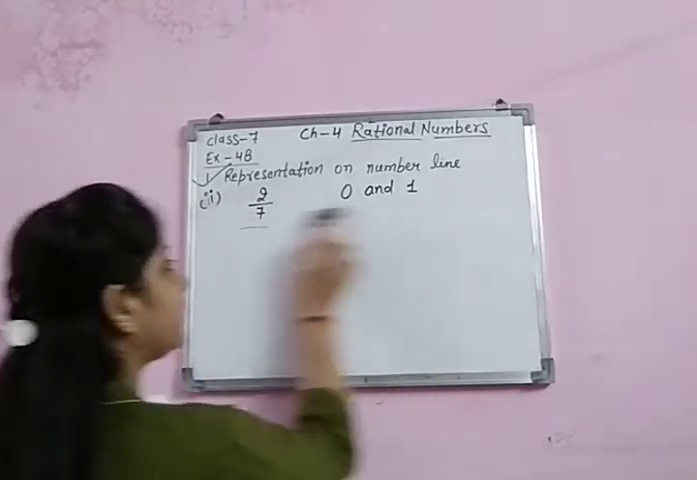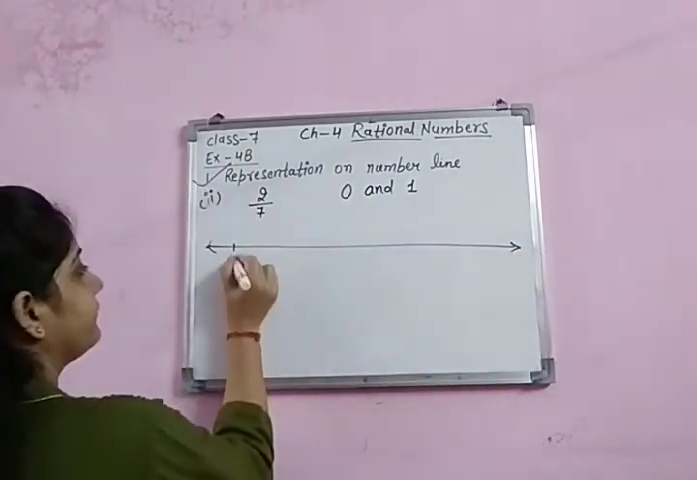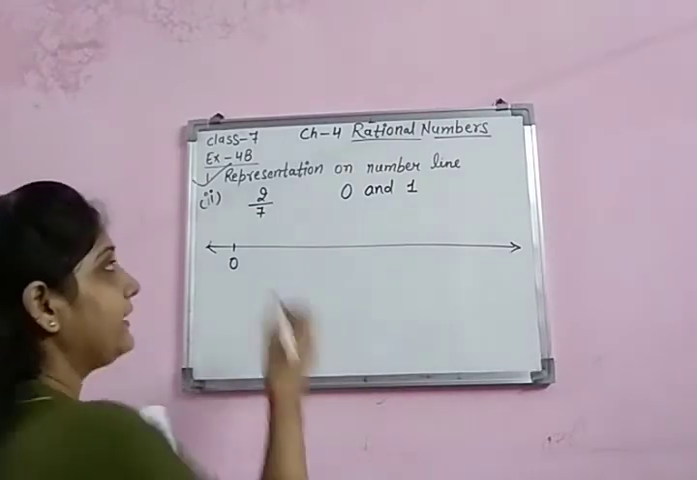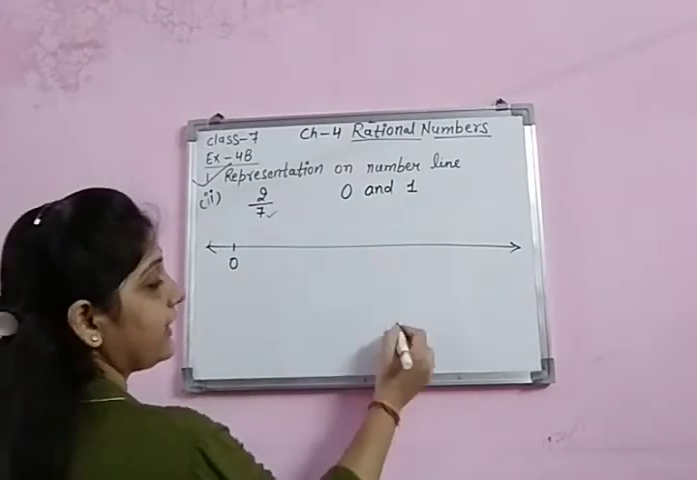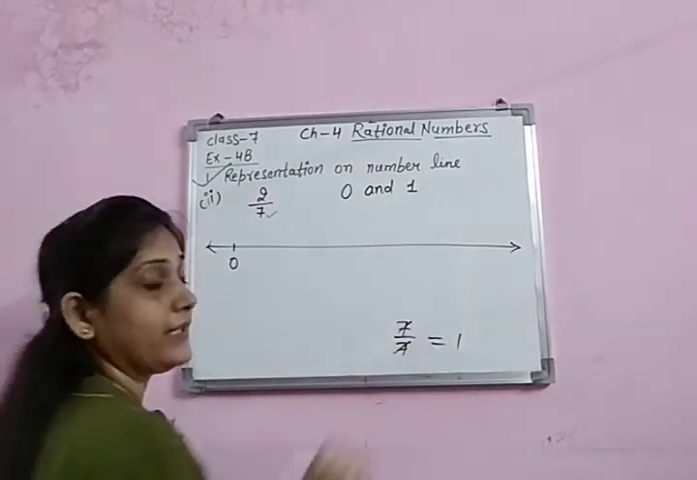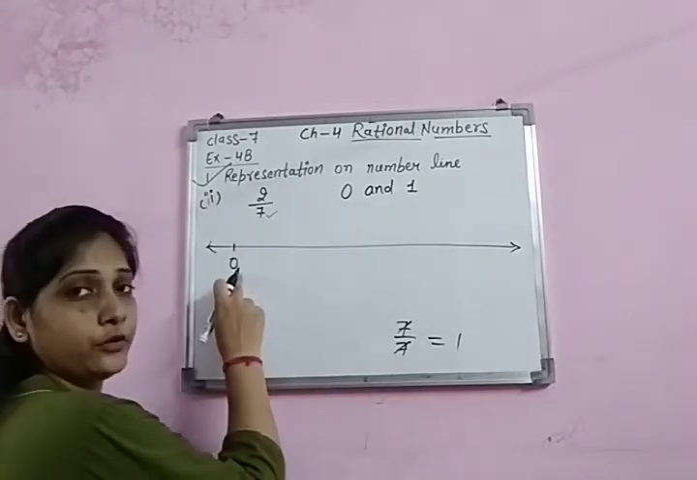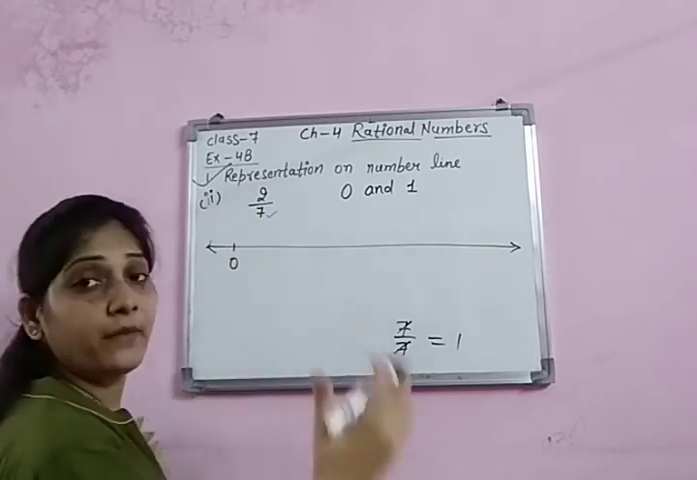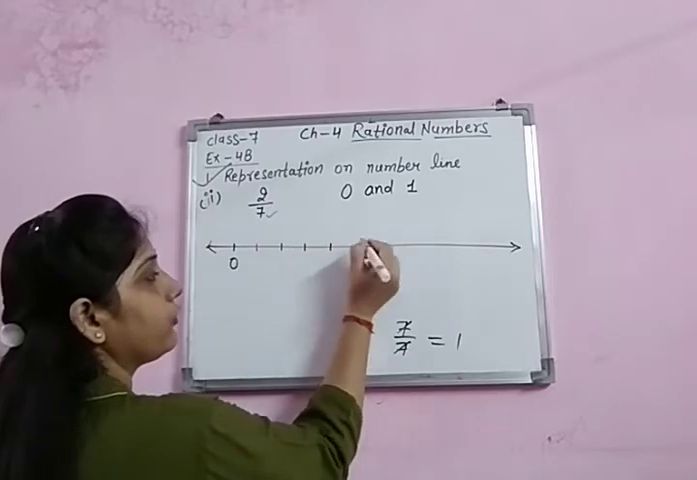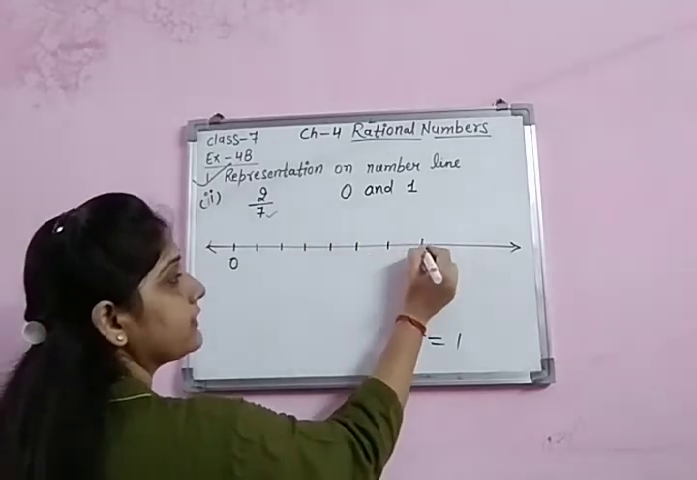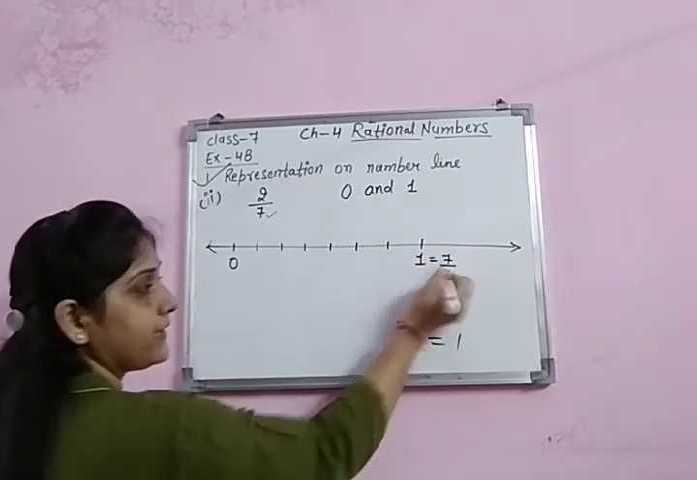Visualizing means I'm not making the full number line. I am making only the part 0, 1. So I have taken 0 here and look at this denominator. It is 7. So 1, 1 means 7 by 7 because it gives us 1. So I have to do 7 equal parts. What you have to do, you have to write 0 and look at this denominator, how many equal parts we have to do. 1, 2, 3, 4, 5, 6, 7. So I have taken this as 1. 1 shows me 7 by 7.